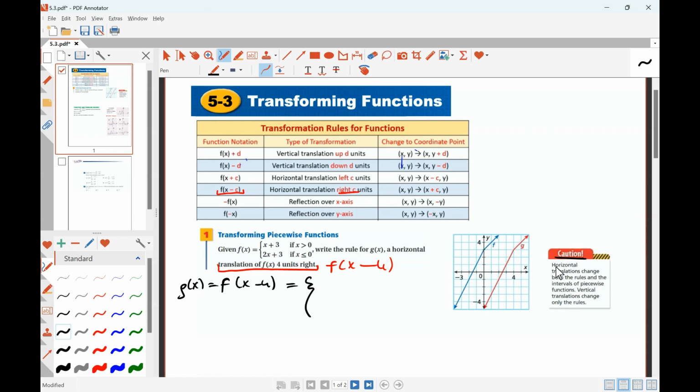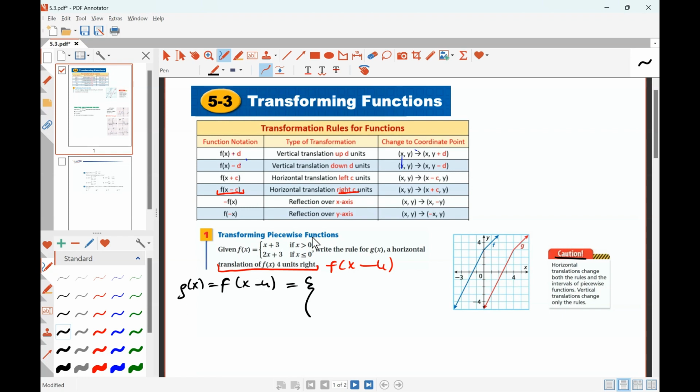This is very important. Horizontal translations change both the rules and the intervals of piecewise functions. Vertical translations change only the rules. By rules, we mean this function part, the range part. By interval, we mean the x part after the if. So for horizontal translations, or horizontal stretch or compress, both of the parts are affected, but when the translation or compression or stretch is vertical, it just affects the result, the output.